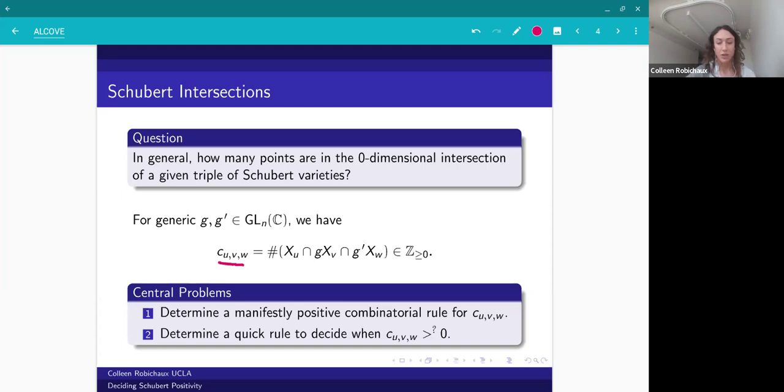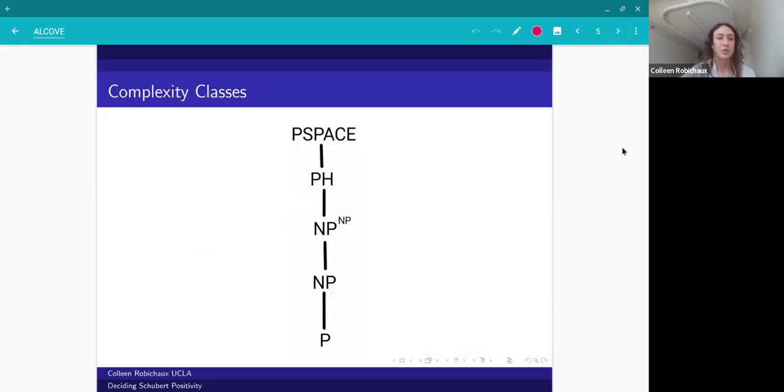And so this is the question that we're going to focus on today, this problem of just deciding when this intersection is non-empty, okay? Or equivalently, when is this coefficient actually positive? And I said I was thinking about this question through the perspective of computational complexity. And so I'll give a sort of brief overview of how some of these concepts are fitting together.